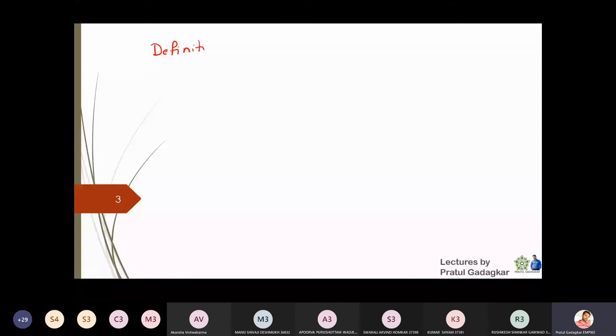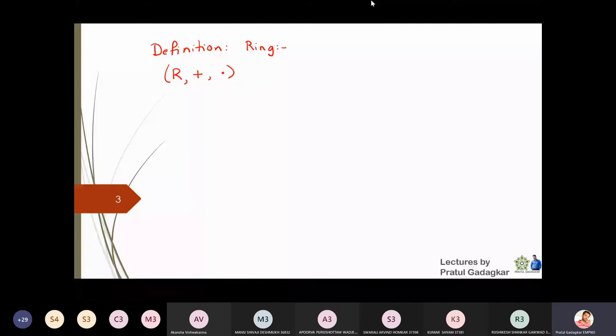So basically, a ring has two operations. One is called addition and the second is called multiplication. They need not usually be addition and multiplication. These are just symbols. So the first symbol is called addition. The second symbol is called multiplication. So in a ring, we will have two operations.